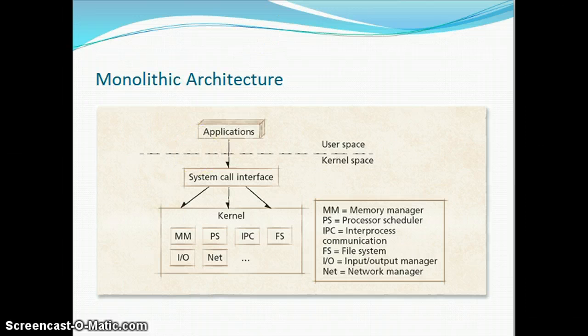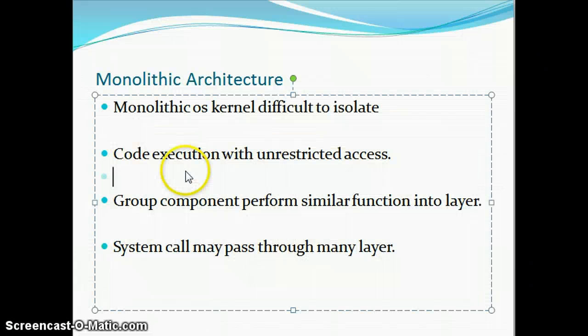a monolithic OS. The upper space, application or library, is the user space. It deals with the system call interface. It also deals with memory management, interprocess communication, file system, IO management, and network. A system call is a relationship between the API and the OS.